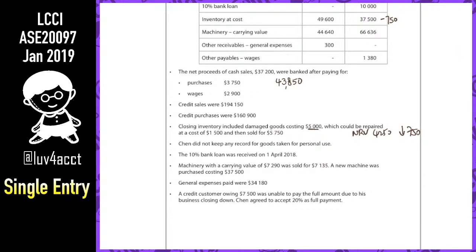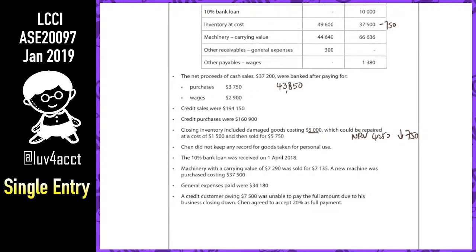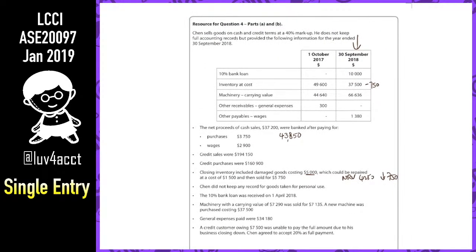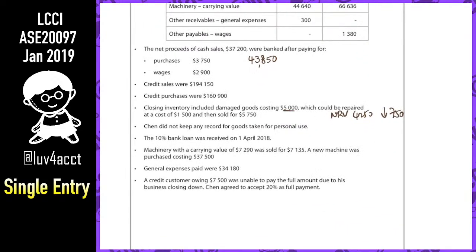Chen did not keep any record for goods taken for personal use. Yes, that's what I've been thinking. Because if you have revenue, opening, closing balance and purchases, you can find gross profit already, but you are given the markup, 40% markup. So you have to calculate the purchases, the goods taken for personal use, and calculate purchases actually.